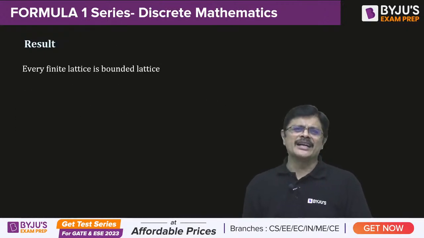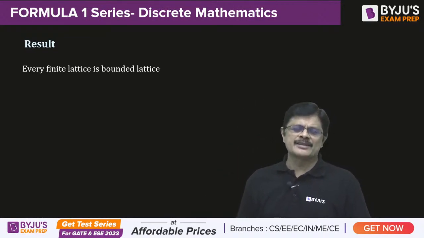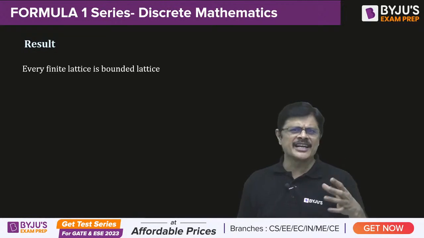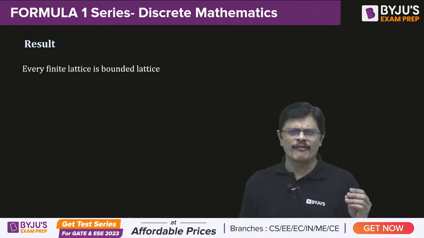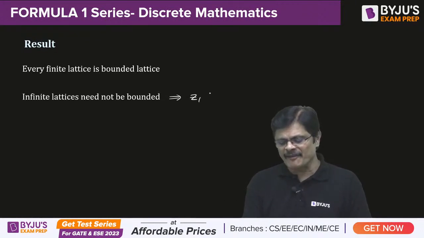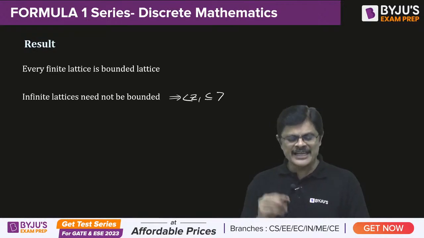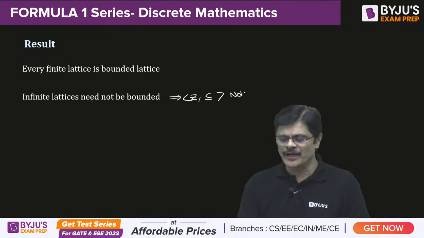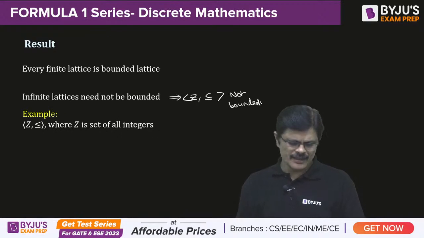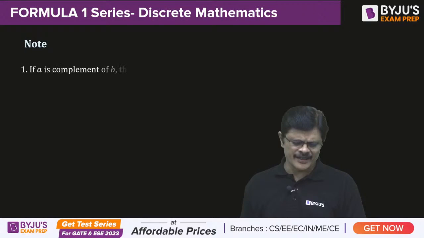Now comes the bounded lattice. See, in a lattice, if the greatest and least elements exist, that is called a bounded lattice. But in a finite lattice, the greatest and least will 100% exist, so there is no need to worry about that. And the famous example for an infinite lattice which is not bounded is again the set of integers with less than or equal to. It is an infinite lattice which is not bounded.